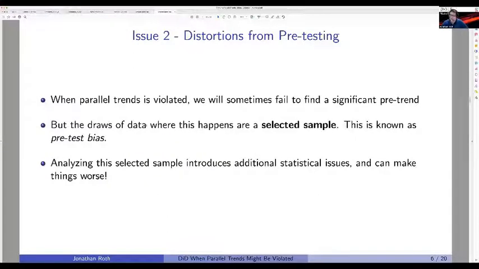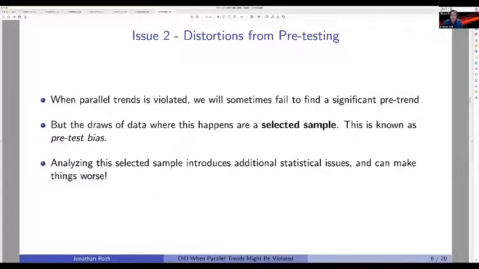A second issue, which is a bit more subtle, relates to what are called distortions from pre-testing. So what do I mean by that? Well, when parallel trends is violated, just by the noise in our data, we'll sometimes fail to find a significant pre-trend. So as I just showed you, we may have low power to detect certain violations of parallel trends. But the draws of the data where this happened, where we get some noise in the data that masks the underlying trend, are a selected sample from the data generating process.